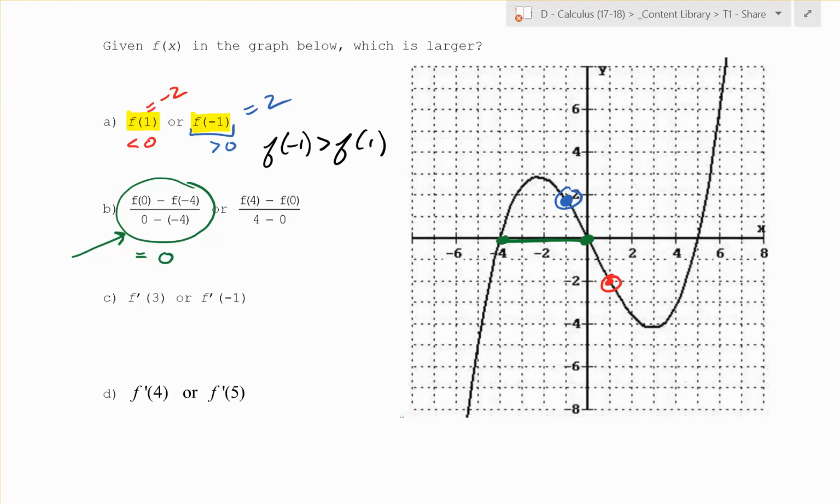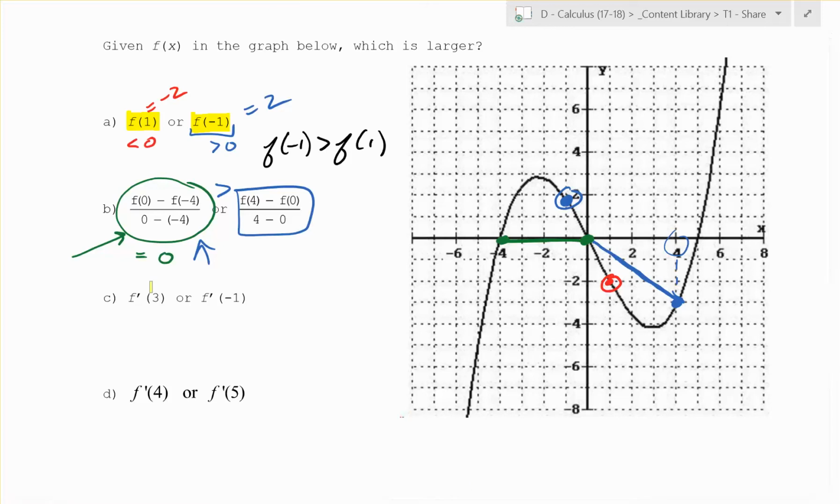But what about this one right here? That's from 0 to 4. Where is x equals 4? X equals 4 right there. So this one right here, that slope, is that positive or negative? Well, this looks like it's less than 0. So which one's bigger? This one's bigger. So we now know that the green one is bigger than the blue one, because the blue one is negative and the green one is positive.